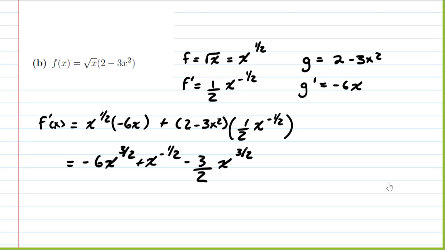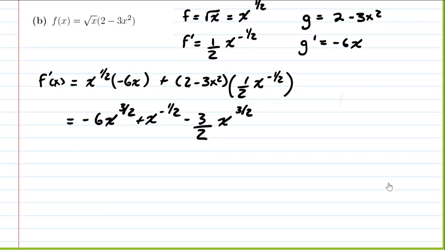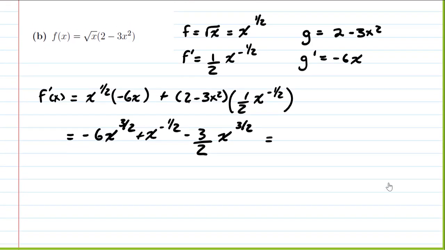So that is an answer, and that's a pretty good one. If we had to take more derivatives, that's actually the form we're going to want. If we wanted to, we could simplify it up a bit more. So negative 6x to the 3/2 plus 1 over x to the 1/2 minus 3 over 2 x to the 3/2.